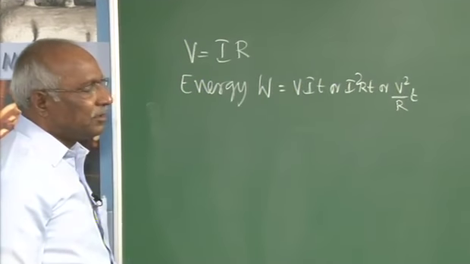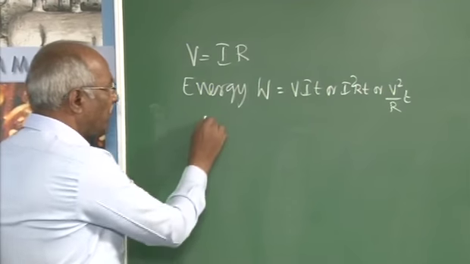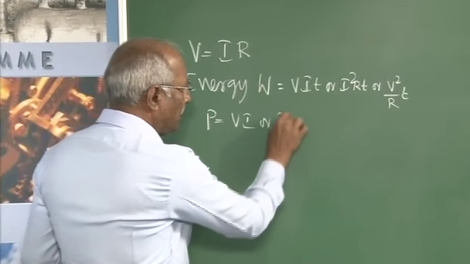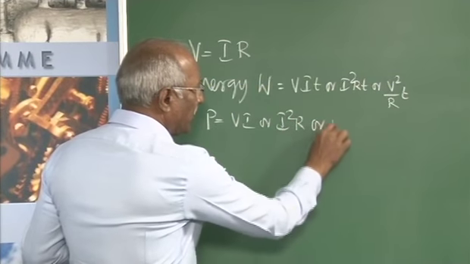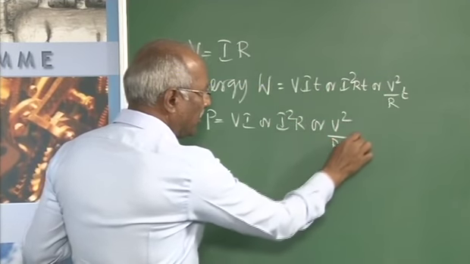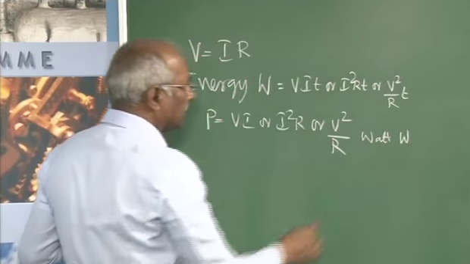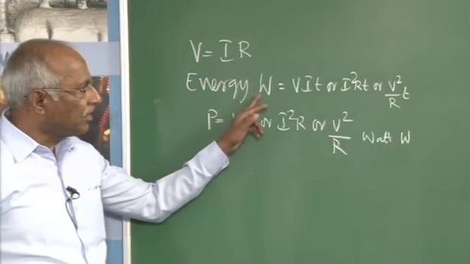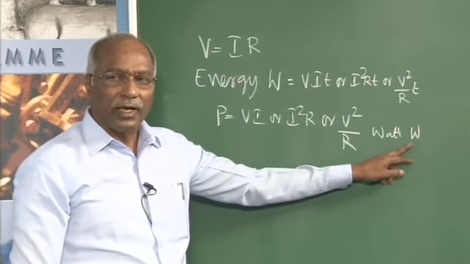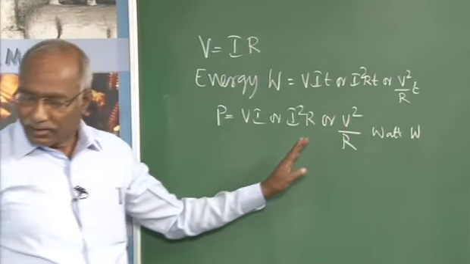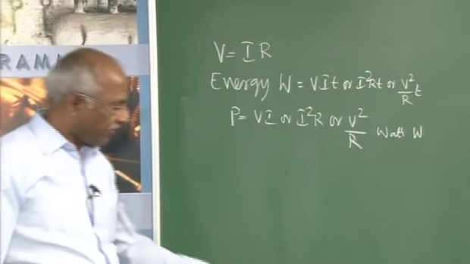The unit being the joules or the watt second, and power is equal to VI, or I square R, or V square by R. The unit is the watt, denoted by capital letter W, while here the energy, while here it is the watt. So, depending upon the context, W must be read as per the need.